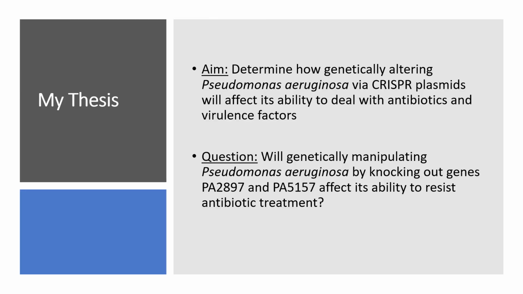So for my thesis, the aim is to determine how genetically altering Pseudomonas aeruginosa using CRISPR plasmids will affect its ability to deal with antibiotic resistance and its virulence factors. So the main question I'm asking is, will genetically manipulating Pseudomonas aeruginosa by knocking out genes PA2897 and PA5157 affect its ability to be antibiotic resistant and impact its virulence factors?